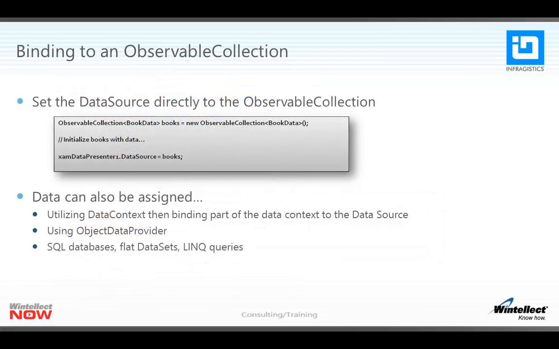If the data comes from a code source, such as a list of defined objects with properties, you can assign the data to an observable collection and assign the collection directly to the control. The C# code on this slide illustrates this approach. Data can also be assigned by utilizing data context and binding part of the data context to the data source. You can also use Object Data Provider, and you can bind to SQL databases, flat data sets, and LINQ queries.